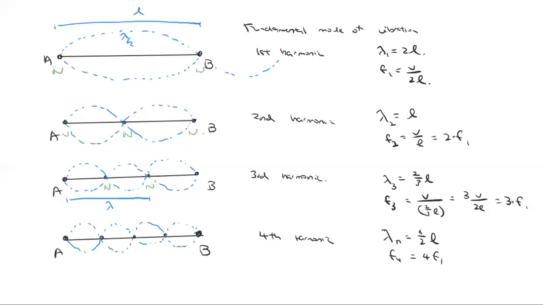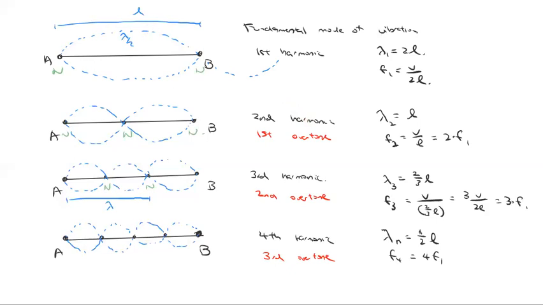So for a string, we also now introduce other terms, which might be slightly confusing. This is the first harmonic, F1. The second harmonic is sometimes called the first overtone. The third harmonic is sometimes called the second overtone. And the fourth harmonic is sometimes called the third overtone, and so on.